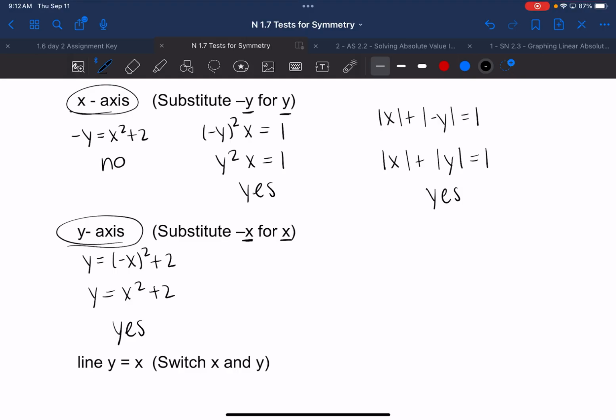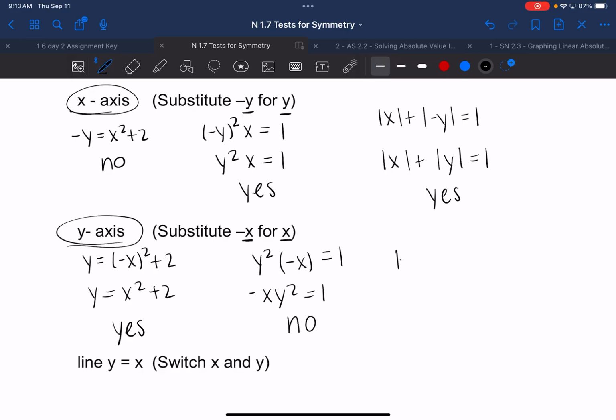Okay? All right, and then we would have the same thing, but for that second equation. So I'm going to have y squared times negative x equals 1, right? I can multiply those two together. Really, all that's going to happen is that the negative is going to come to the front, right? So it looks like this, which is not what the original looked like. So this one is not symmetric on the y-axis.